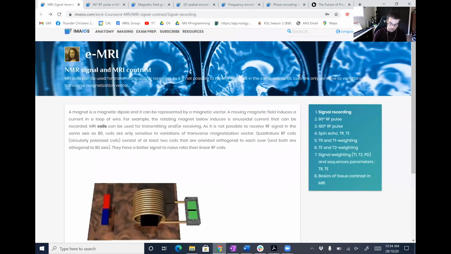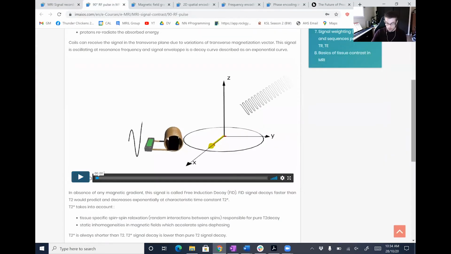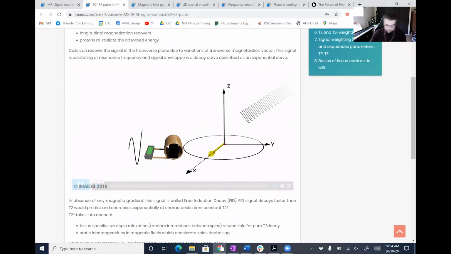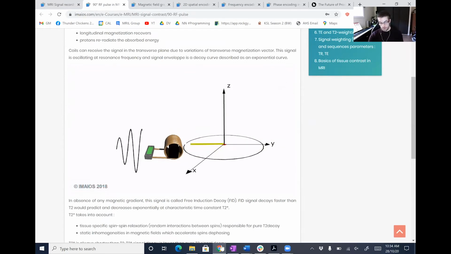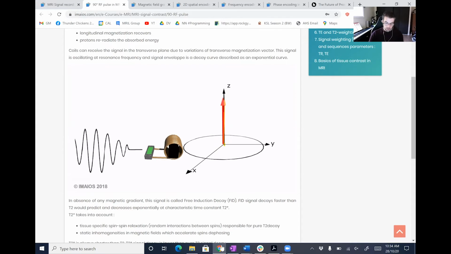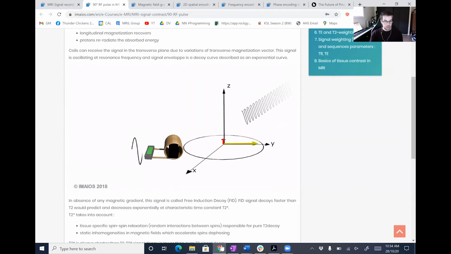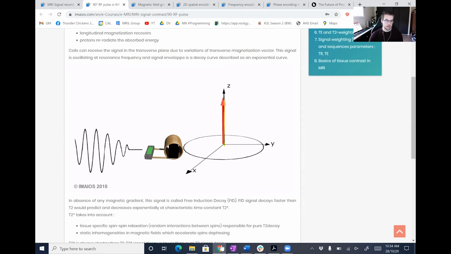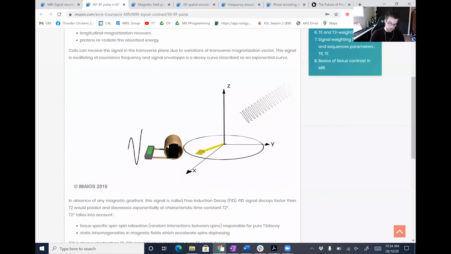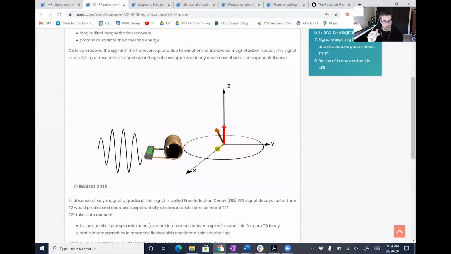So I'm going to go back to this very nice example from the MIOS website and just play it a couple times so that we can get an idea. In this case, the red arrow is representing our longitudinal component of the NMV. The yellow is our transverse component. You can see how they never change orientations. They're always aligned with their respective planes. And then the orange arrow is our NMV itself. You can see it's precessing and it's regrowing and going back to alignment with B0.